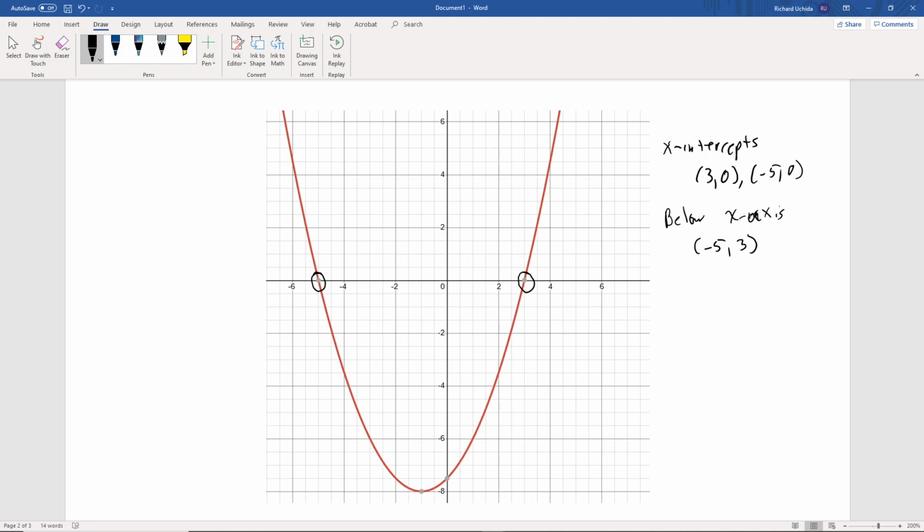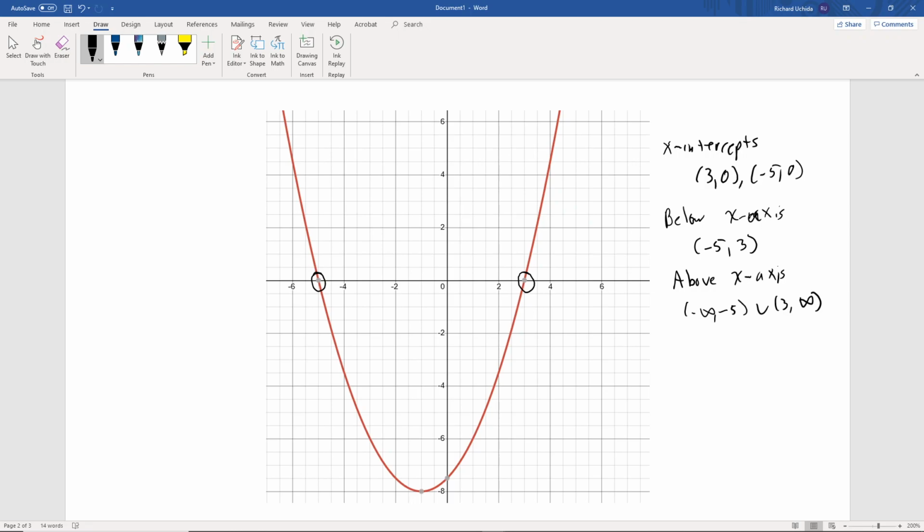Not the point. That's one thing you've got to be careful with, when you're writing the points on the graph, or when you're talking about interval notation. So again, that's one of the things you do have to be careful about. Now there's also the question of when it is above the x-axis. In this case we could say from -infinity to -5, and from 3 to infinity.